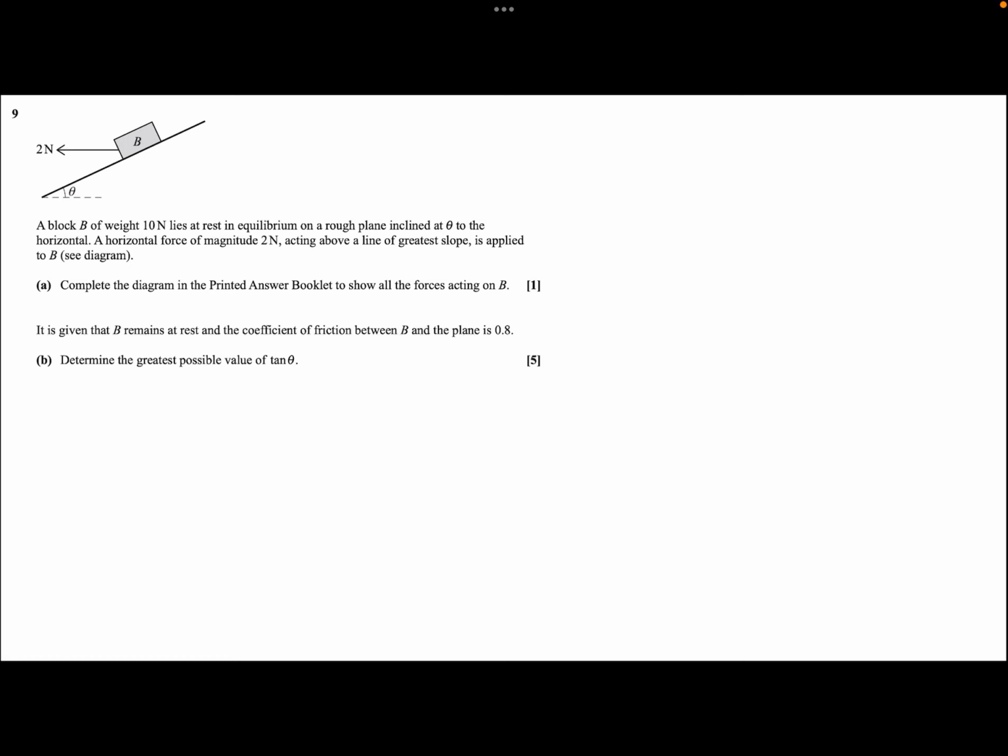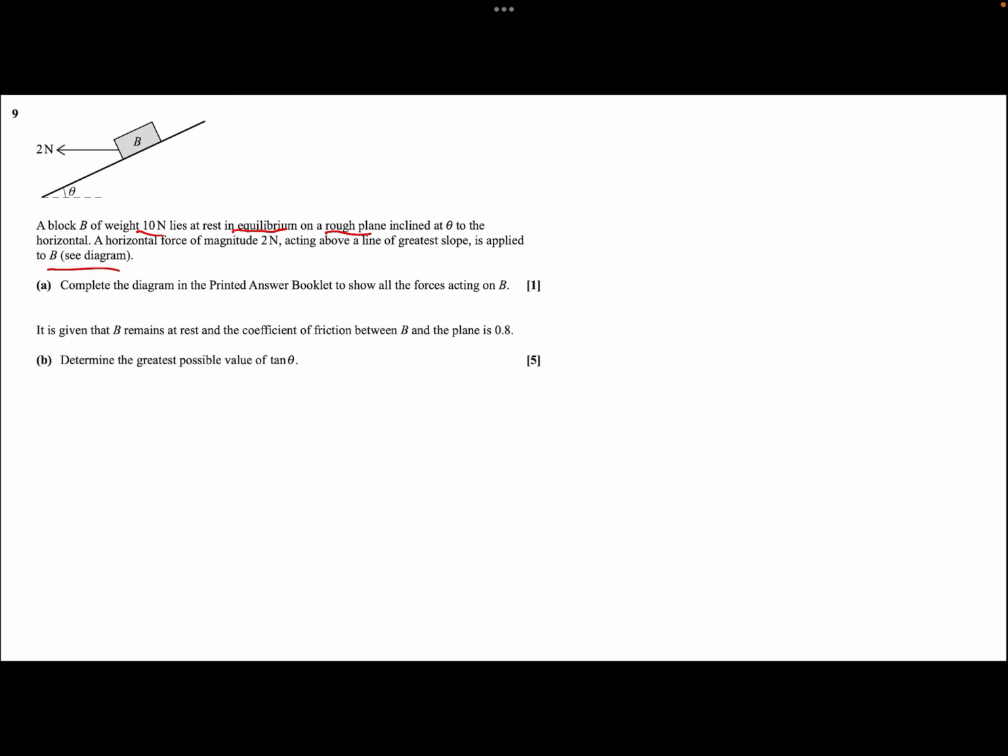Okay, question 9 of this paper. We're into the mechanics now, so it's getting a little bit more sort of applied. And let's give this one a go. So, a block B of weight 10 newtons lies at rest in equilibrium on a rough plane, inclined at theta to the horizontal. A horizontal force of magnitude 2 newtons, acting above a line of greatest slope, is applied to B.